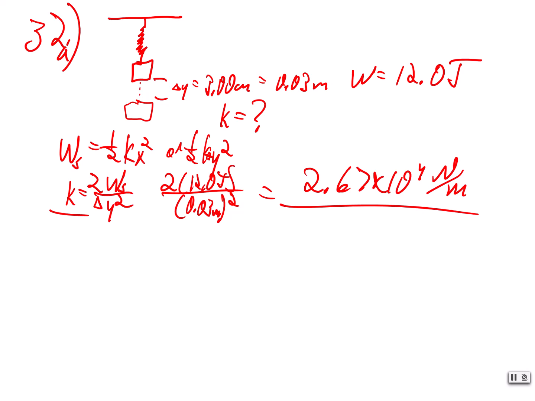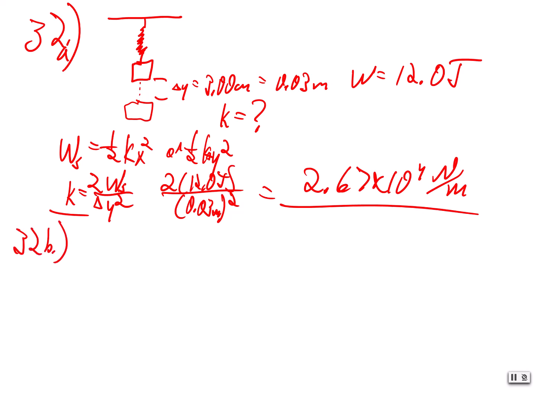Now let me double check that, because when you square 0.03, 24 divided by 0.03 squared, yeah, 2.67 times 10 to the fourth. Yeah, that's correct. Newtons per meter. Then let's look at 32b.